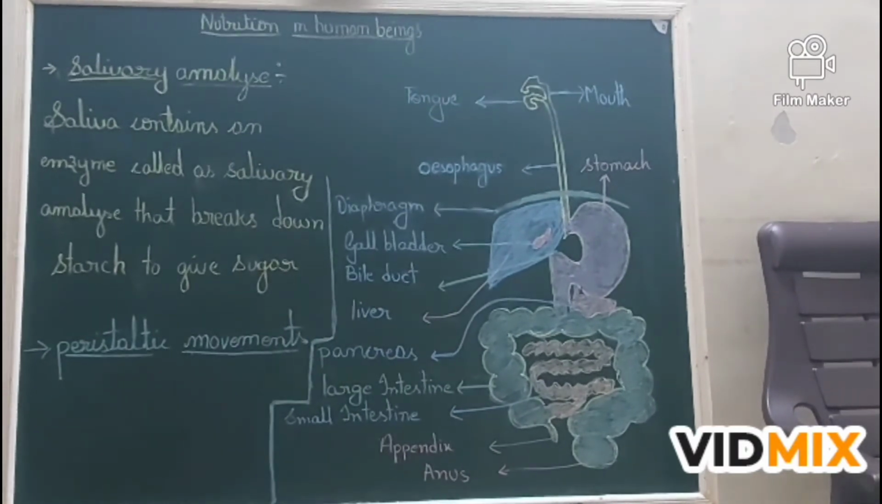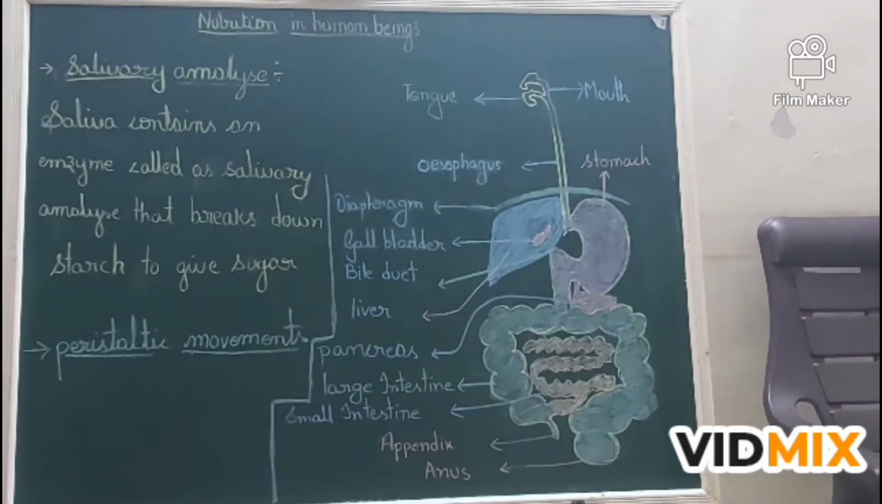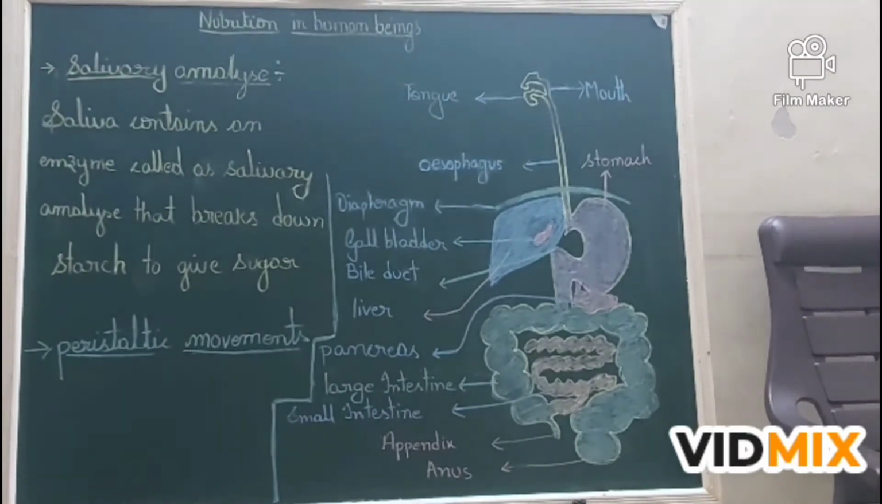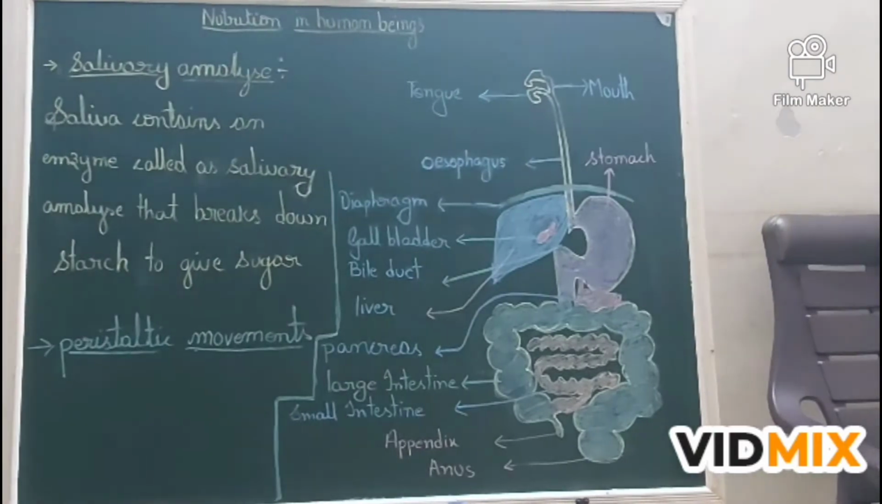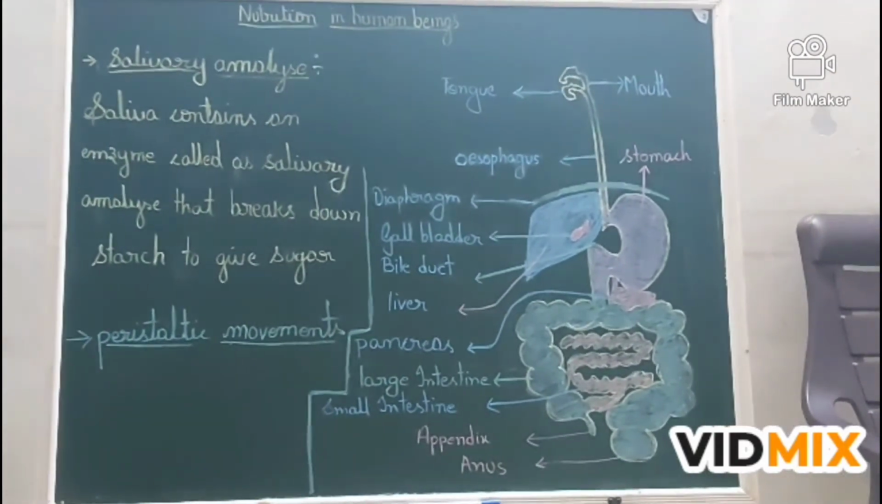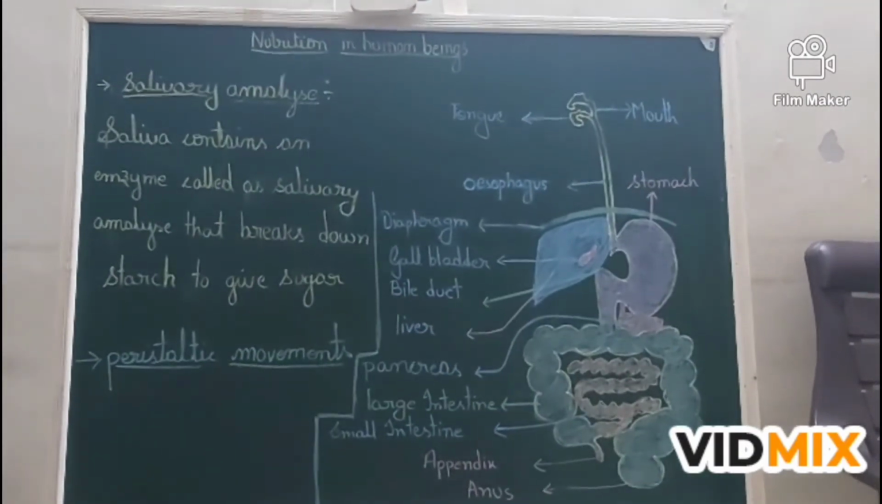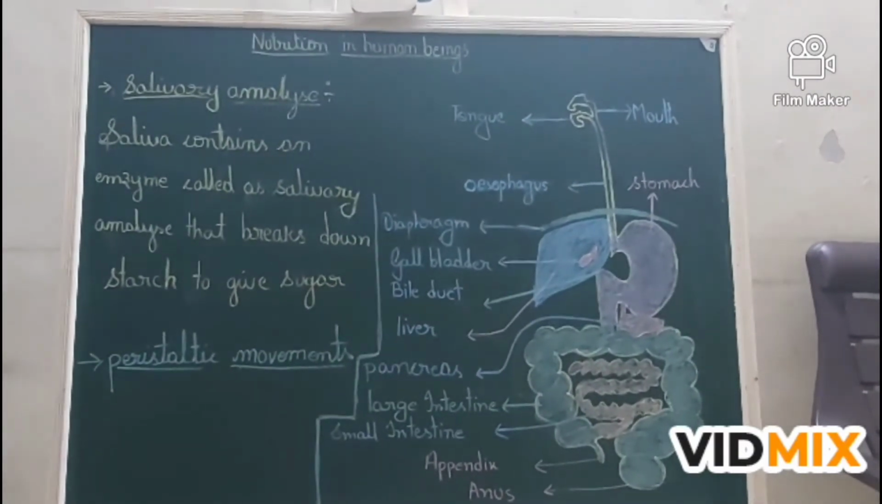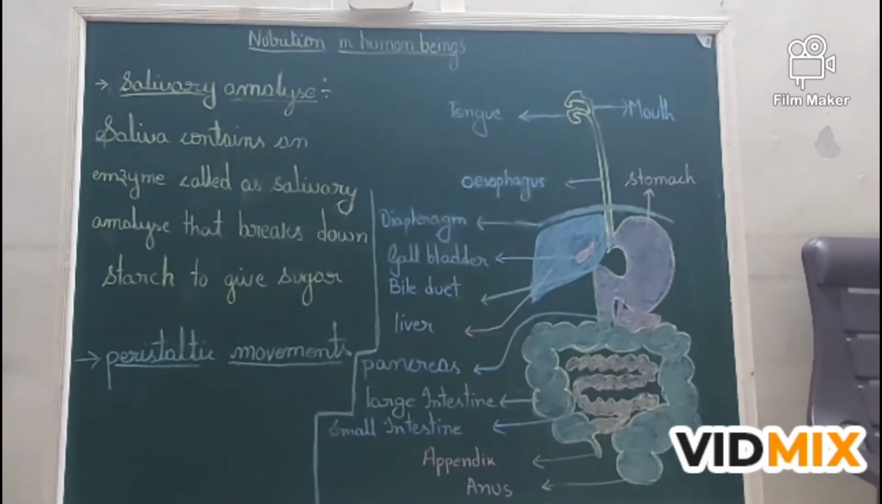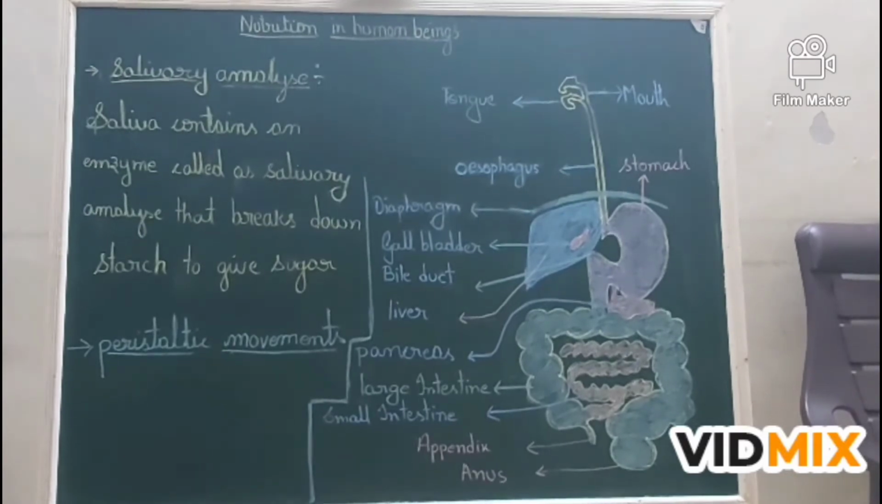If food has to be absorbed from the alimentary canal, it has to be broken into smaller molecules. This is done with the help of biological catalysts called enzymes. The saliva contains an enzyme called salivary amylase that breaks down starch, which is a complex molecule, to give sugar. The food is thoroughly mixed with saliva and moved around the mouth while chewing by the muscular tongue.